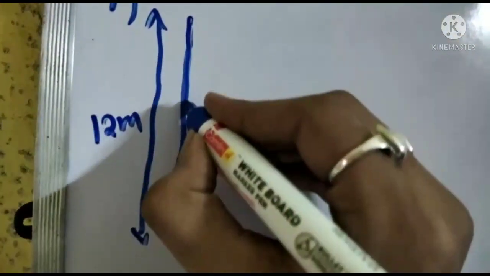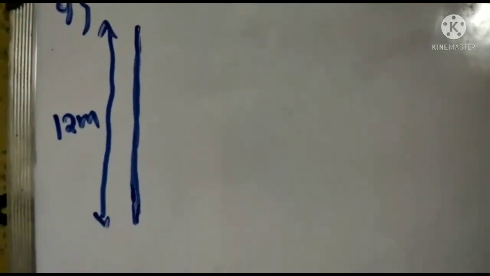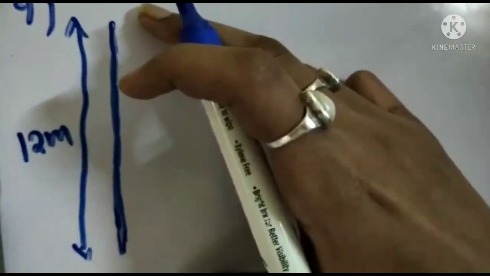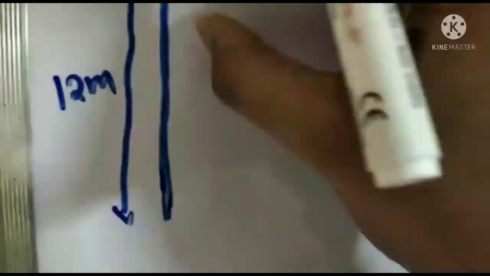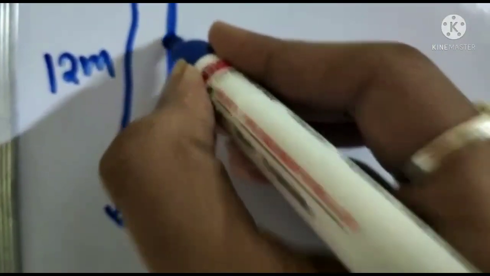So this one is the pole, and the height of the pole is given as 12 meters. And then the pole is twisted from a height of 4 meters. See, the complete height is 12 meters, but from the height of 4 meters, this is the 4 meter height. So from here, this part gets twisted, that means this part gets twisted downward.